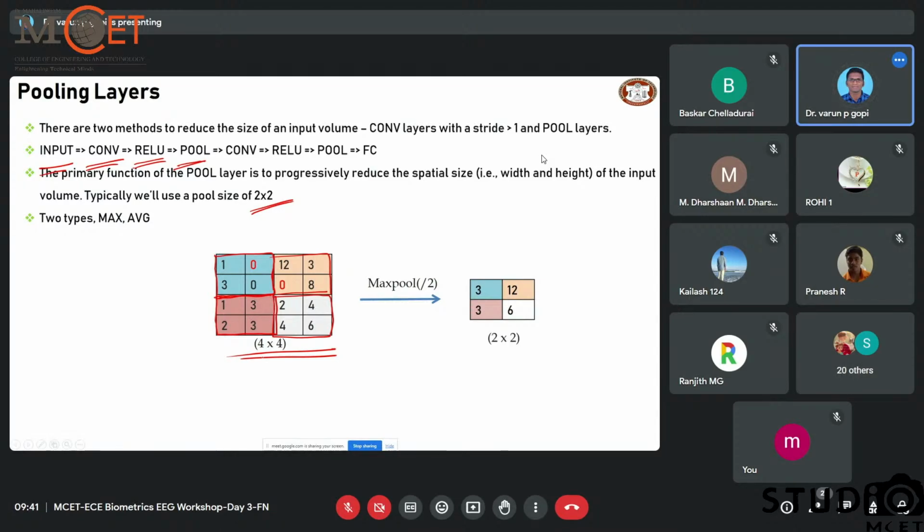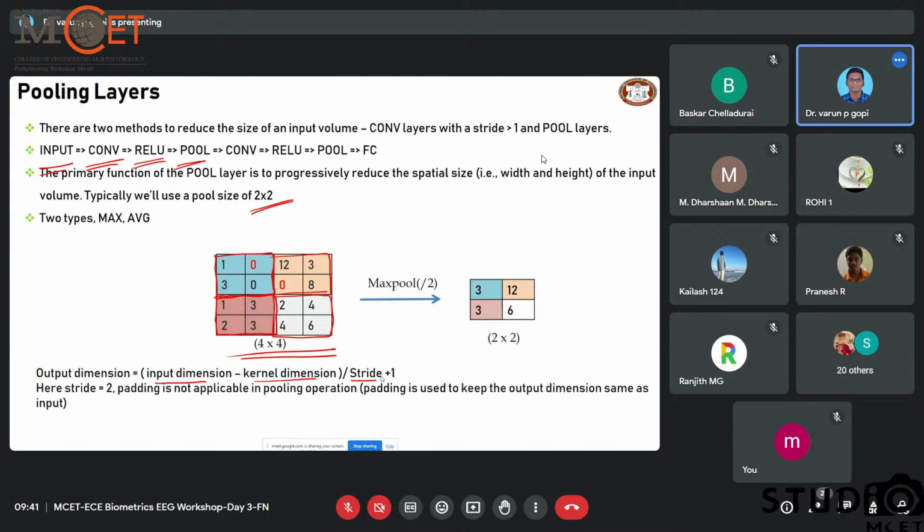And here you can see that the size is reduced to 2 by 2 after pooling. So the output dimension is input dimension minus kernel dimension, divided by stride, plus 1. Here the stride is 2, padding is not applicable. So the output size is (4 minus 2) divided by 2, that is 1, plus 1, equals 2. That means your image has a size of 4 by 4, and it is reduced to 2 by 2. So the receptive field size, that is width and height, is reduced from 4 by 4 to 2 by 2. So this is the case with max pooling.